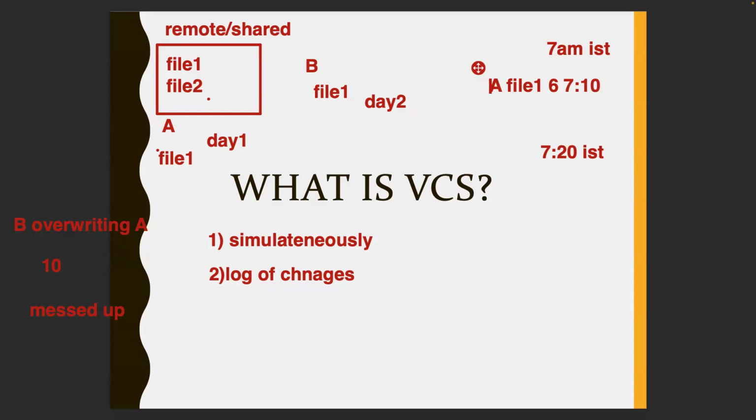So a system which can help you with detailed logging of the changes happening to your code base. It could be code or script, whatever it is. Right, that's another use case where version control systems come in.